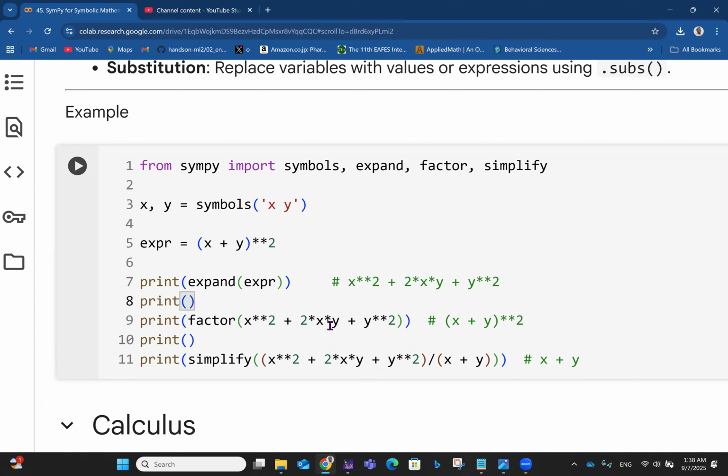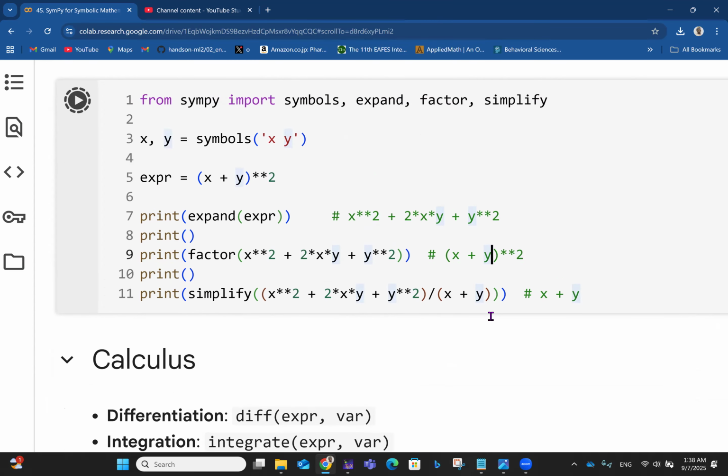Next one, you can then factor. If you factor x squared plus 2xy plus y squared, the result we get here, you get back the expression, that's x plus y squared. Then you can also simplify. If you simplify x squared plus 2xy plus y squared divided by x plus y, that means you're going to have x plus y squared divided by x plus y. That will cancel out and you have x plus y. That's the kind of thing you're going to get if you run this now.